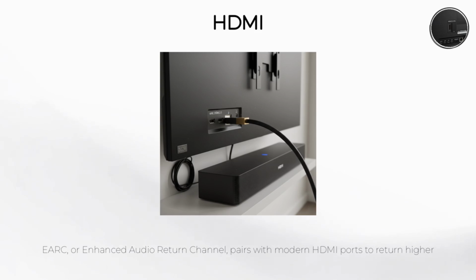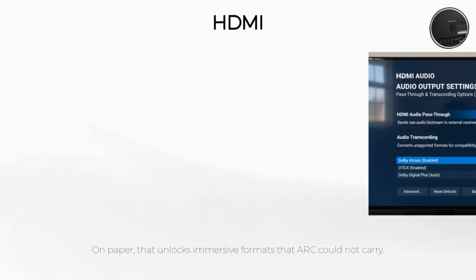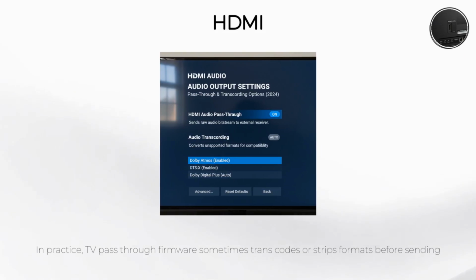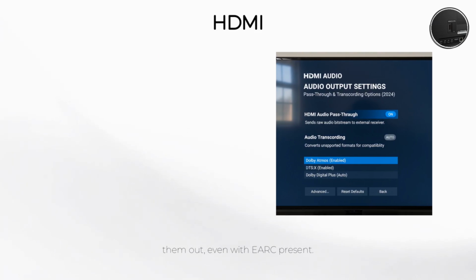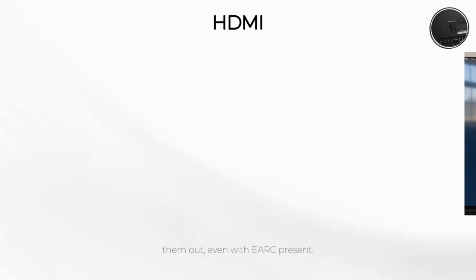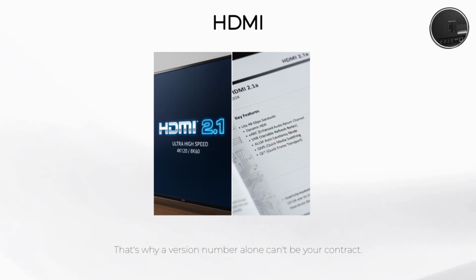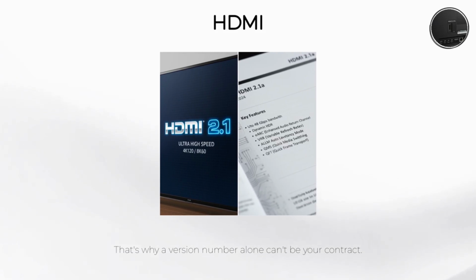Audio adds its own wrinkle. eARC, or Enhanced Audio Return Channel, pairs with modern HDMI ports to return higher fidelity audio from a TV to a soundbar or receiver. On paper, that unlocks immersive formats that ARC could not carry. In practice, TV pass-through firmware sometimes transcodes or strips formats before sending them out, even with eARC present. The connector is capable, the software makes the call. That's why a version number alone can't be your contract.